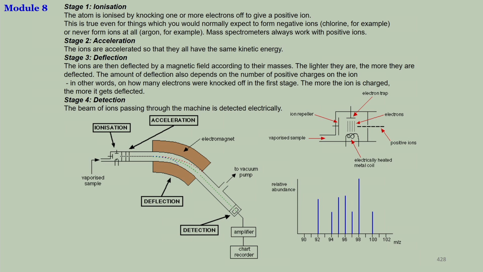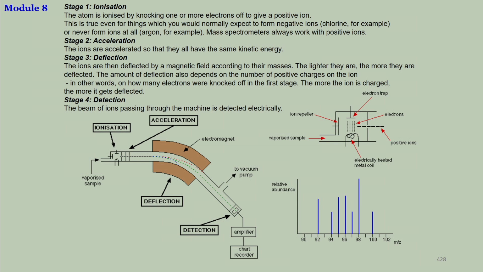So, stage 1 is the ionization. The atom is ionized by knocking one or more electrons off to give a positive ion. This is true even for things which you would normally expect to form negative ions or never form ions at all. Mass spectrometers always work with positive ions. Stage 2, acceleration. The ions are accelerated so that they all have the same kinetic energy.